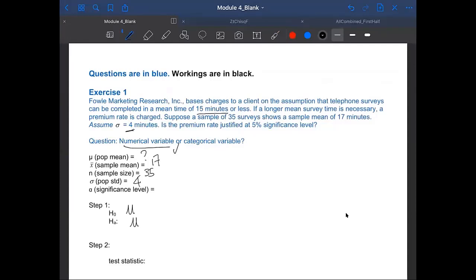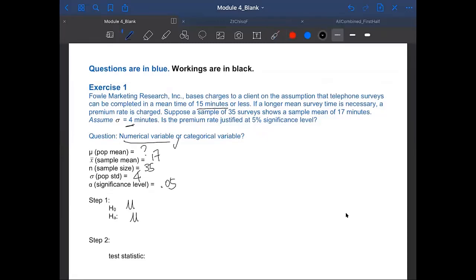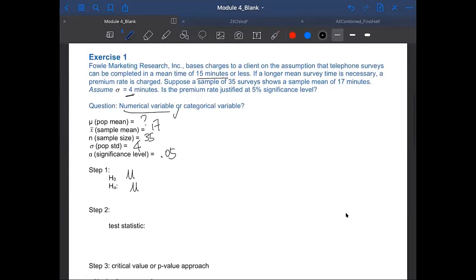You guys should write this out on your own. This part, you should write out. Significance level is given here, 5%, right? So let's set up the null and alternative. Because we know it's numerical data, it's always about mu. So the statement should be about mu.